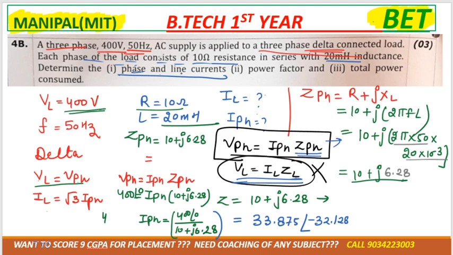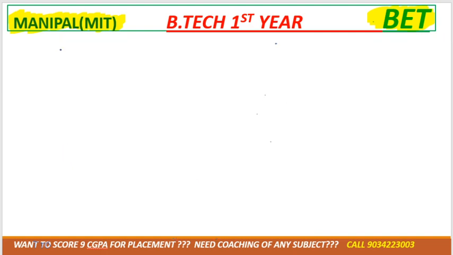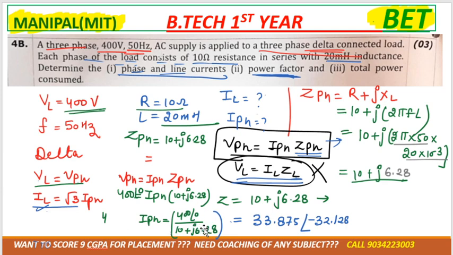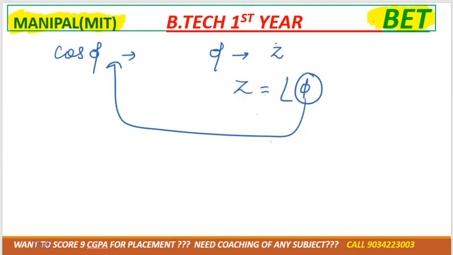After that, this is the phase current, and multiplied by √3 you will get the line current. Then they are asking the power factor. As you know, power factor is cos phi, and phi is the angle of impedance. Whatever angle of impedance you get after converting Z, 10 plus j 6.28, into polar form, that is phi only. You can substitute the value, and the power factor you will get is 0.8467.